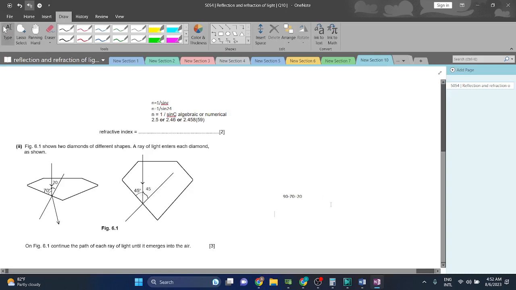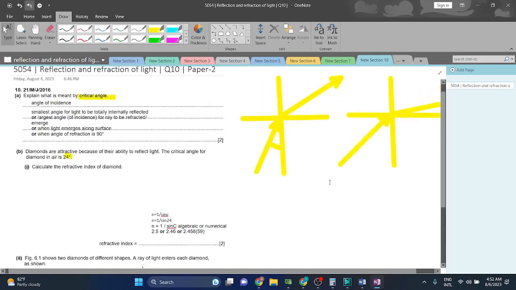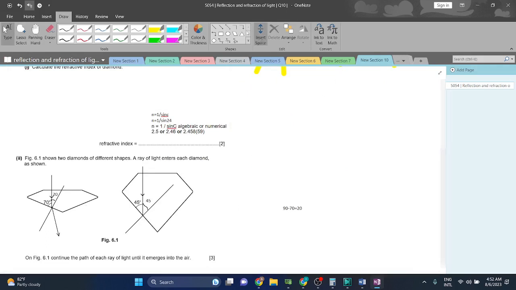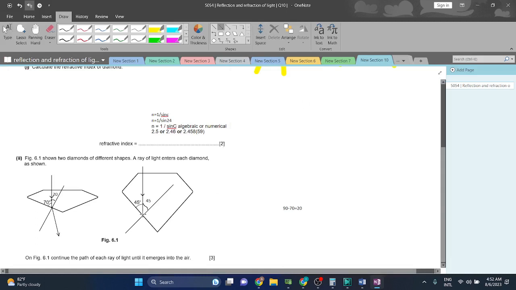अच्छा, the minimum angle for total internal reflection is 24. So is 45 larger than 24? Yes, then it will totally internally reflect and the light will go here. अगर हम यहां से देखें, yeah, this is again going to be 45. ठीक है ना? This will again be 45. So this light will go up and exit the diamond.